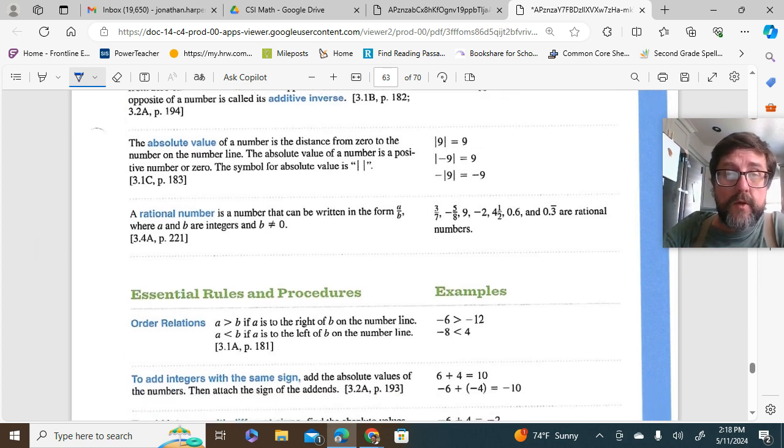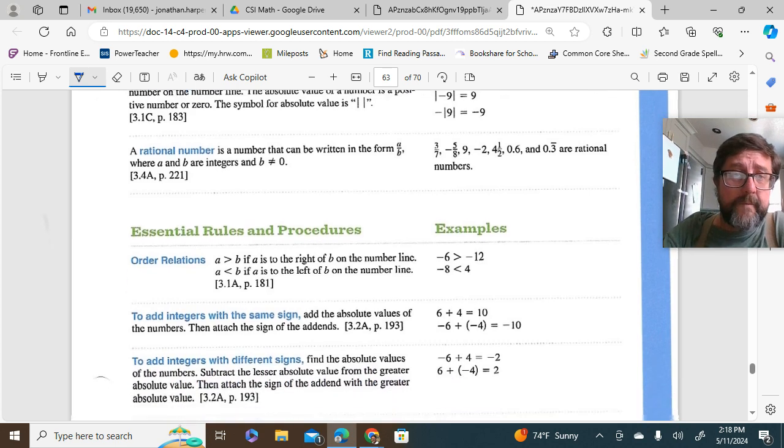A rational number is a number that can be written in the form a over b, where a and b are integers and b does not equal 0, because you can't divide something up into 0 pieces. I know I've discussed that a couple of times, but I'm trying to emphasize it.